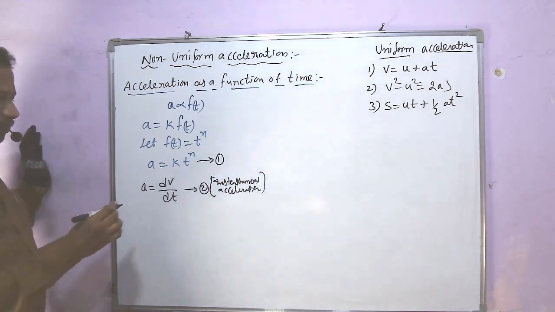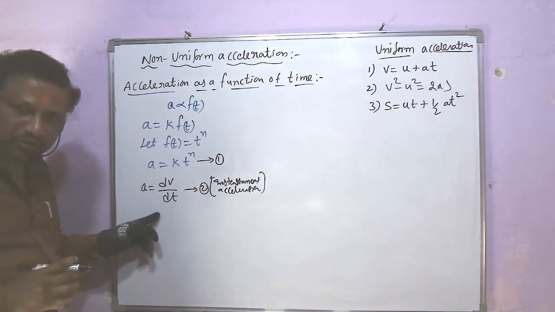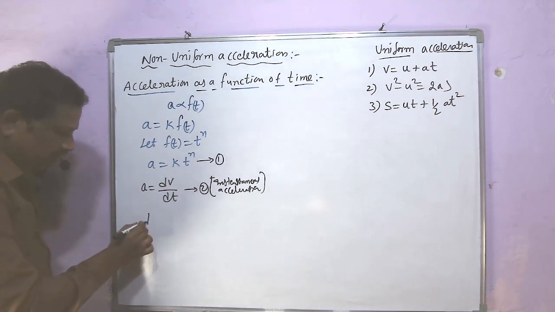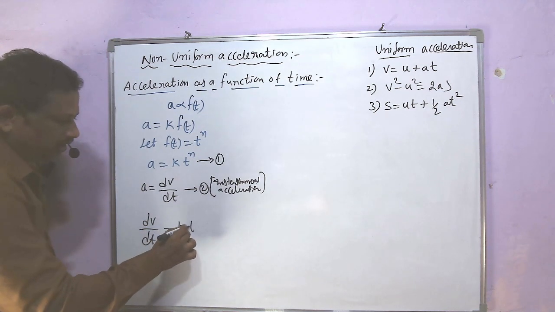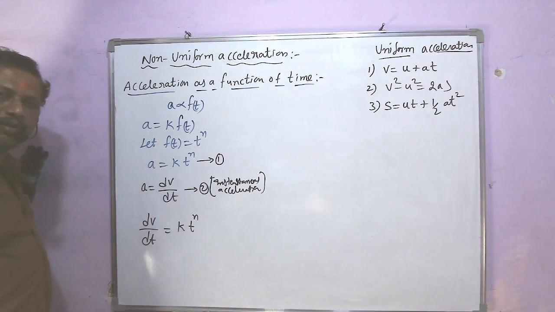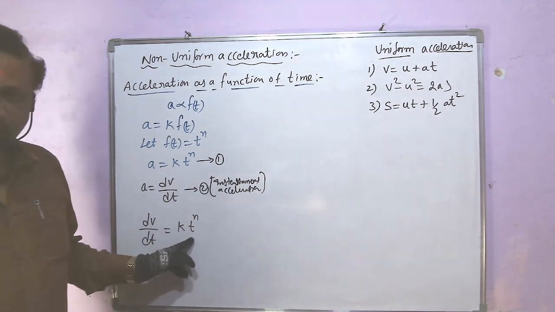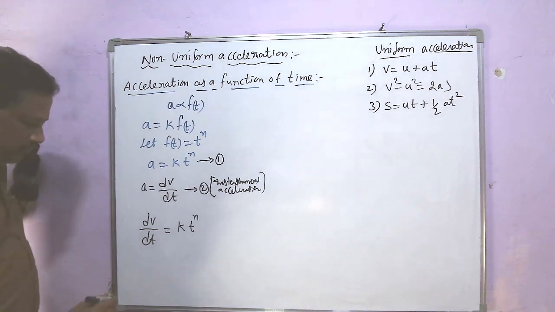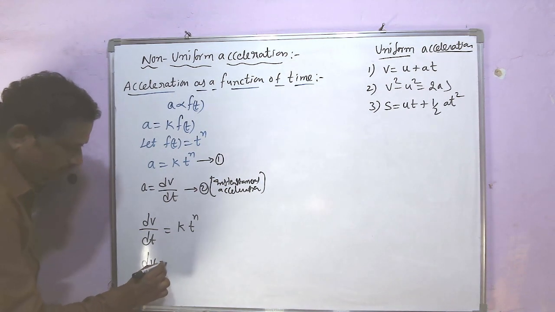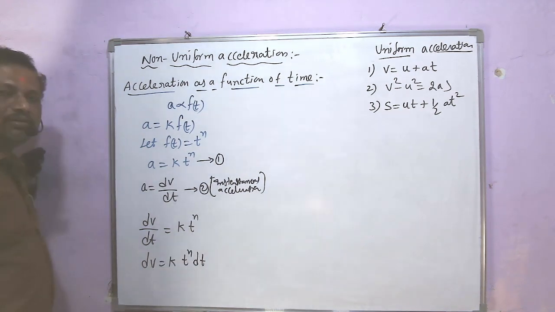So now a is equal to dv by dt. Compare these two equations. In the place of a, you have to substitute dv by dt. So that is dv by dt is equal to k into t power n. So send dt that side, since here we have a function of time, t power n. So dv is equal to k into t power n dt.